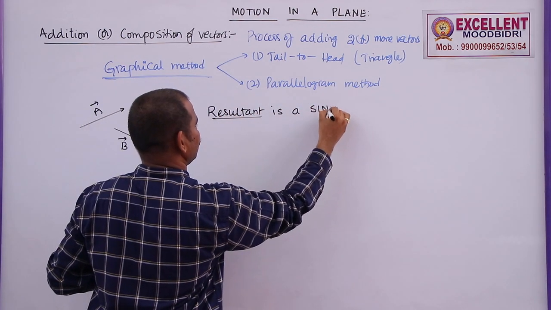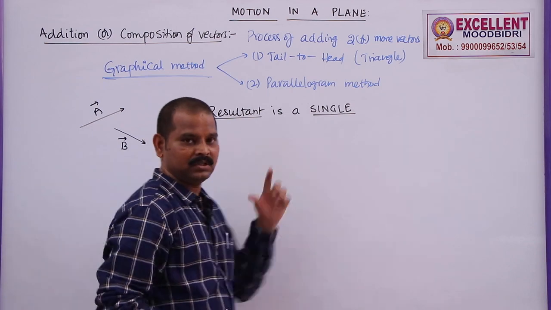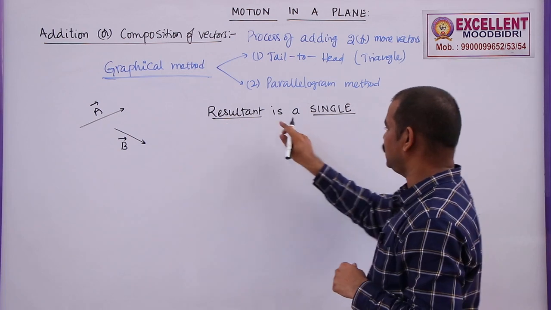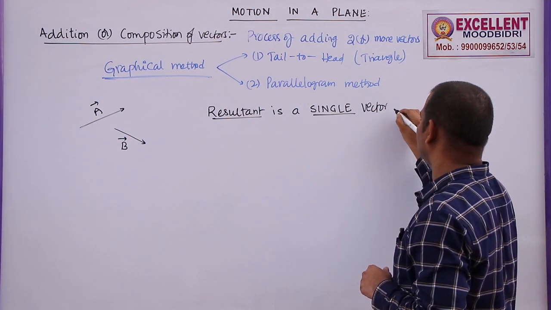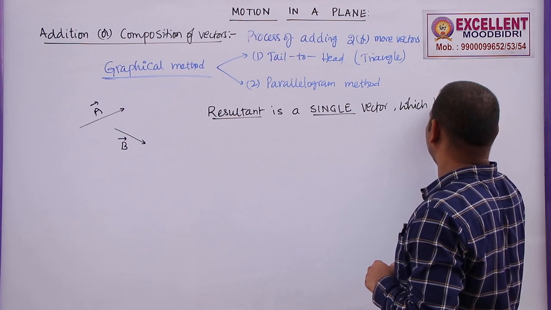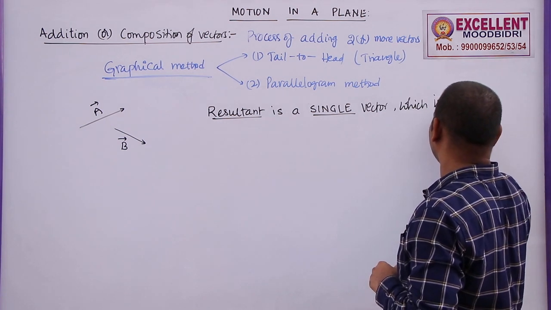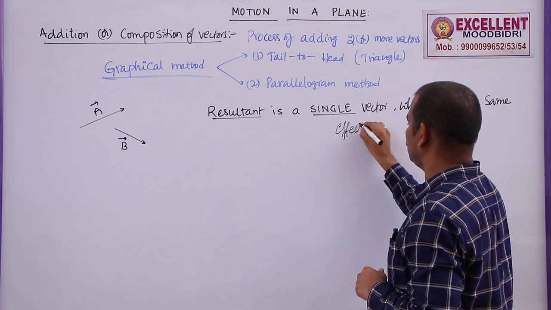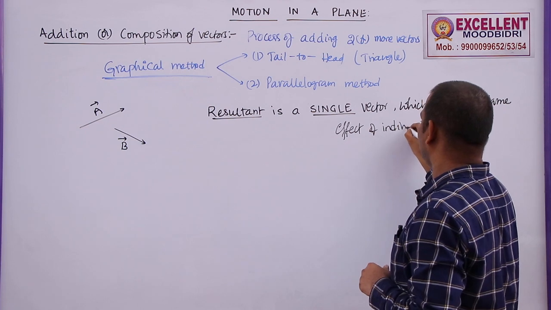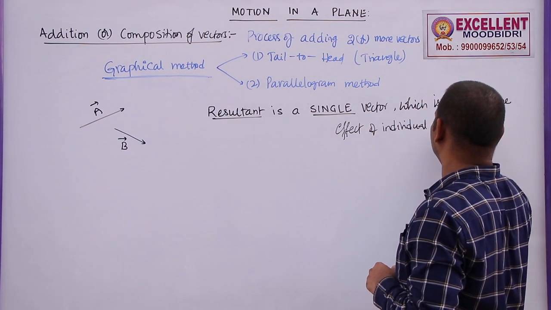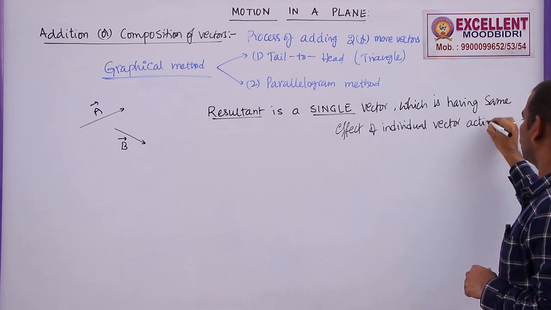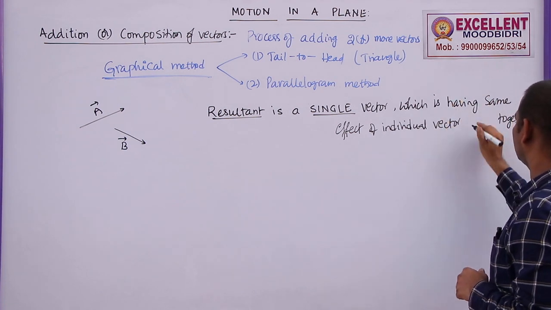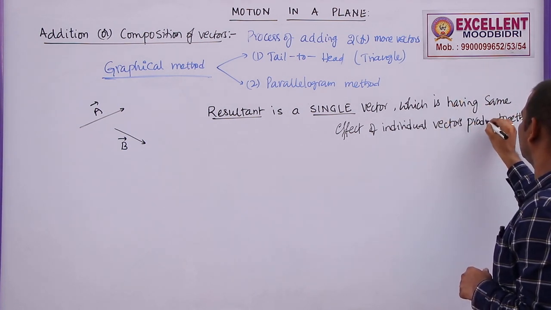a single vector. That means, instead of two vectors, I can represent these two vectors as a single vector. So, resultant is a single vector which is having the same effect of the individual vectors when acting together, or what they produce together.